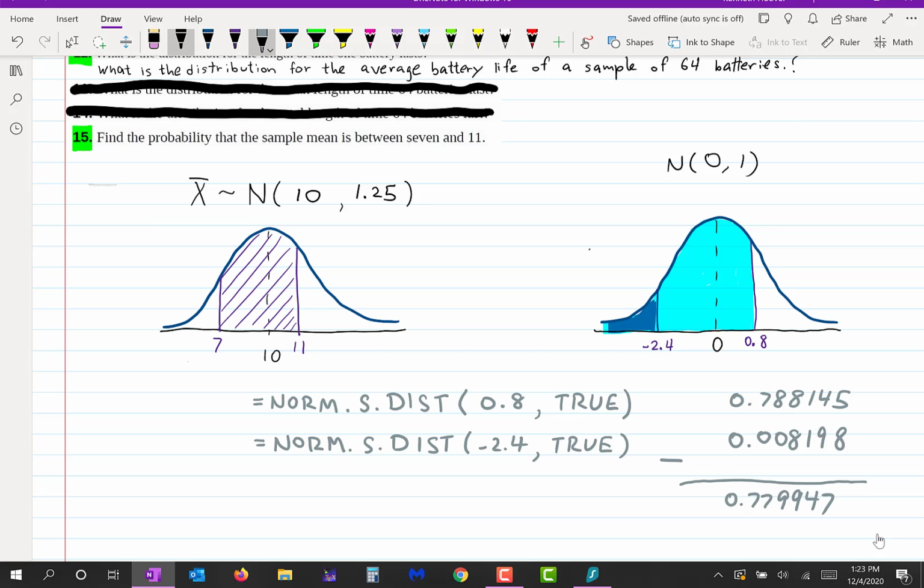Okay, that's the probability of a sample mean. So that means you grab 64 batteries, measure their battery life, and take the average. The probability that we get an average between 7 and 11 months is 0.779947. Okay?